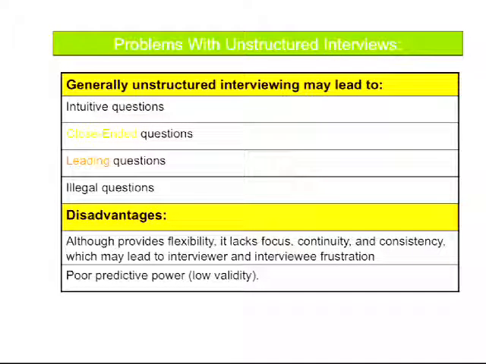So these are good reasons to say that we need to avoid unstructured or ad hoc interviews. Of course, there are many disadvantages, though some people say that it provides flexibility. But it lacks focus, continuity and consistency, because you're not asking the same questions of everybody. It depends on the situation, which may lead to frustration. And they don't have very strong predictive power in terms of validity.